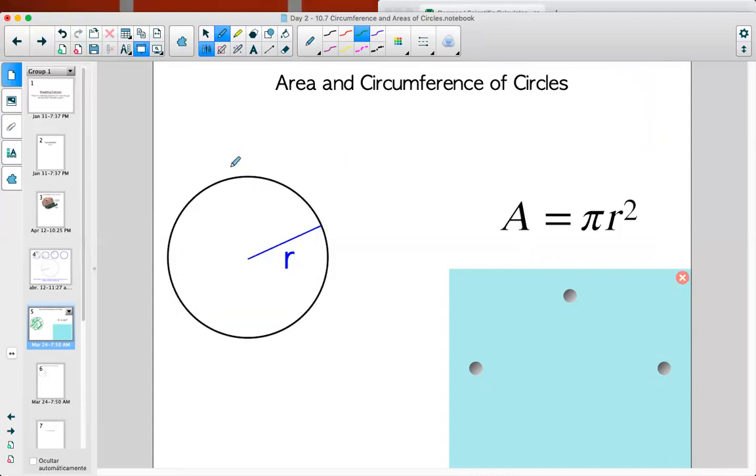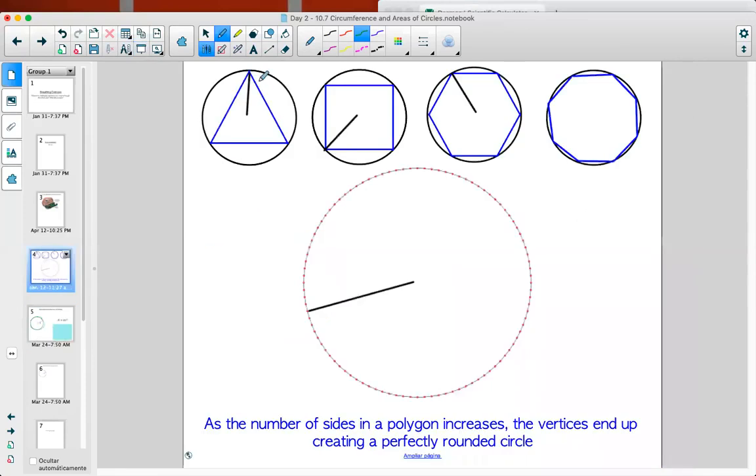Now, circumference is different. Circumference is the perimeter of the circle. So if I was to go all the way around, what would be the perimeter that I just walked? Or for example, here, what would be the perimeter of the triangle, which is all the way around? Or the perimeter of the square, which is around the shape. Same thing with the circle. Because this polygon ended up becoming a circle, what would be the perimeter of that polygon that's now so smooth that it became a circle?